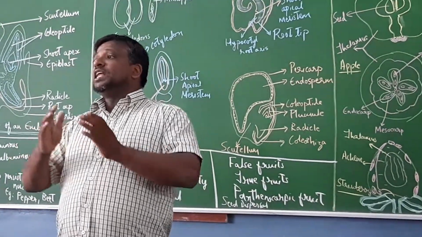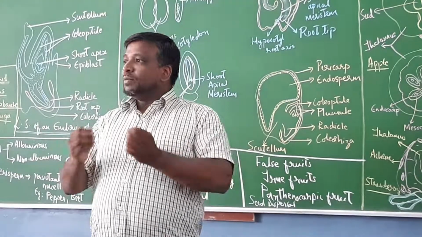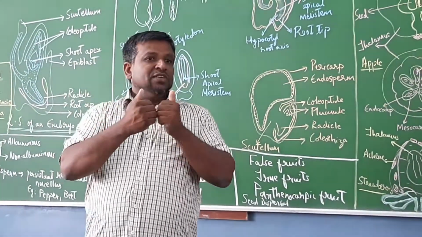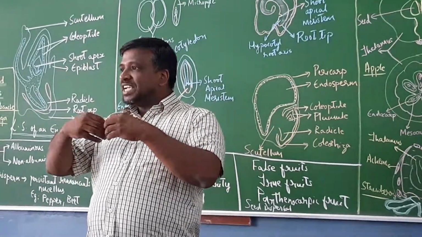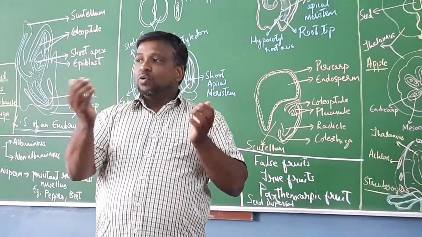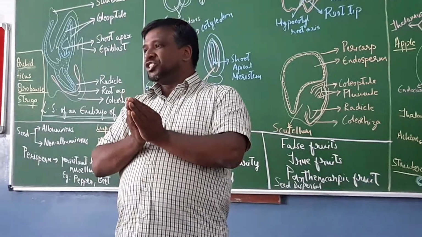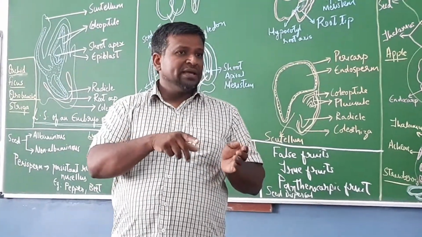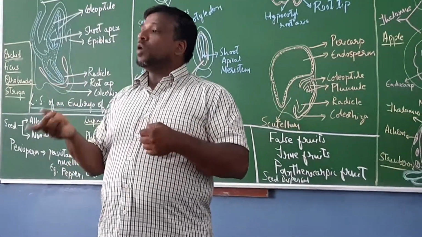Now what about the integuments? The integuments of the ovule are going to form the seed coat. The micropyle remains as it is, a minute opening in the seed, which allows oxygen and moisture to enter. For the seeds to germinate, the hard seed coat has to be broken. So water enters inside. Seeds germinate by imbibition. Imbibition is a process of absorption of water by hydrophilic colloidal substances.